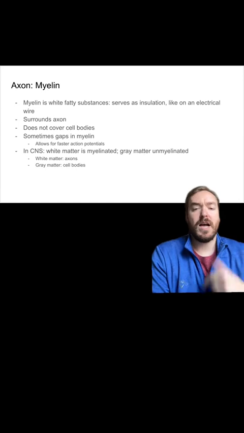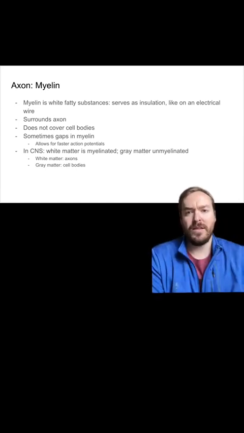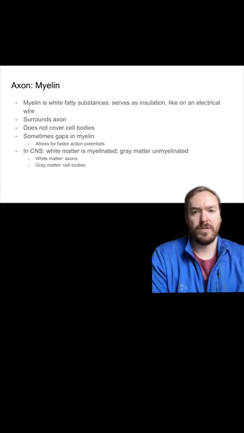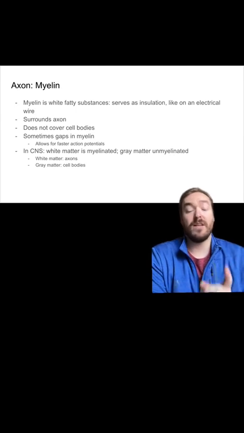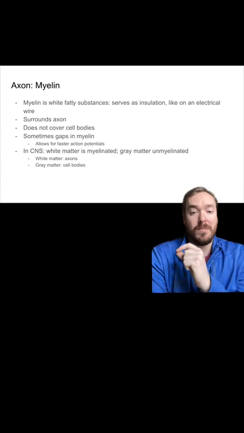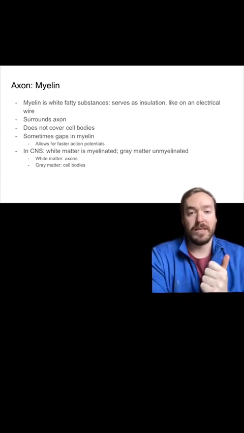It does not cover the cell bodies, and sometimes there are gaps in the myelin that just allow for faster action potentials. In the central nervous system, the white matter is myelinated and the gray matter is not. So just to be clear, that would essentially mean that the white matter are the axons and the gray matter is the cell bodies of the neurons.